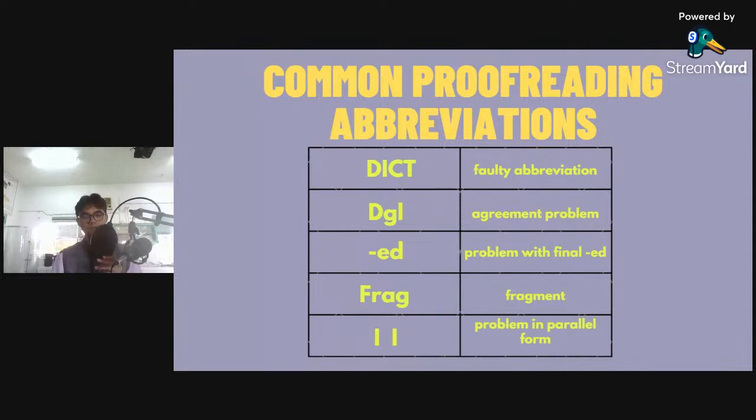Now, for the next one, we have DICT, faulty diction. Sorry, I said faulty abbreviation, but that's faulty diction. So here in the sample on page 91: due to the fact that we were wondering as to whether it would rain, we stayed home. So, faulty diction.